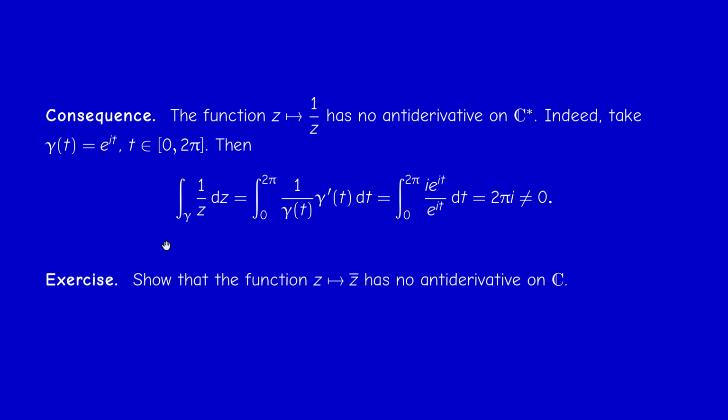And now I will just end with a simple exercise to test your understanding. Show that the function z bar also has no antiderivative on C. Later, we shall see another reason why. Now, try to work with integrals, but there's another reason why z bar has no antiderivative. So this concludes today's video.